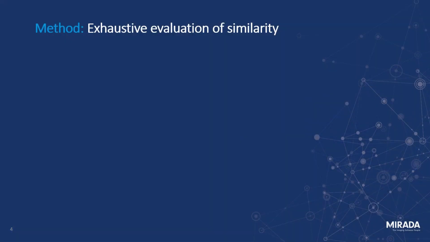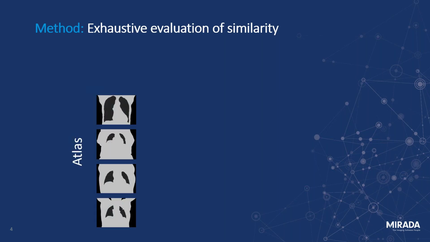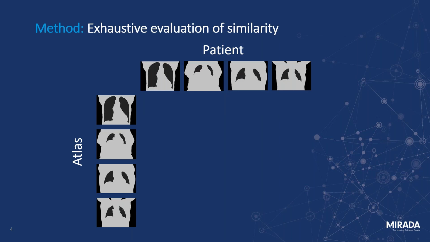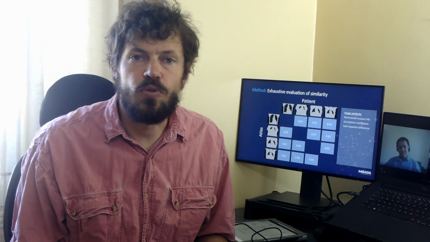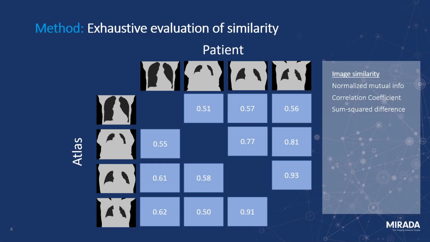So in this paper, the authors took the approach of trying to do an exhaustive search of similarity measures. They took all of the atlas CTs, and they treated each one in turn as a patient, and then they calculated a bunch of different similarity measures between the atlases and the patients, obviously ignoring the diagonal where the atlas is the patient. And they looked at a range of different similarity measures. So the image similarity measures which compared the images, and they could do this both after rigid registration and after deformable. So things like normalized mutual information, which look very much directly at image similarity.